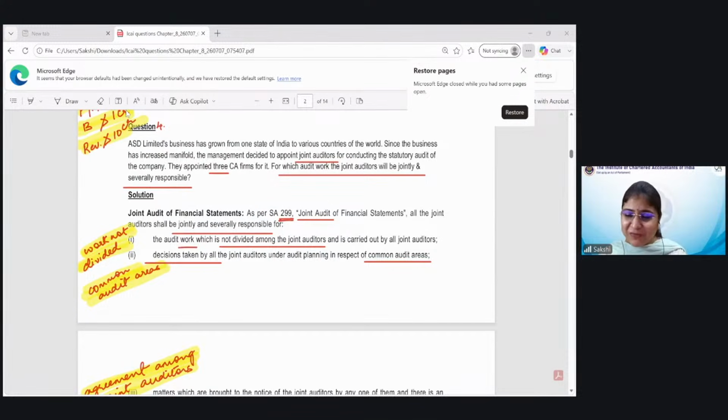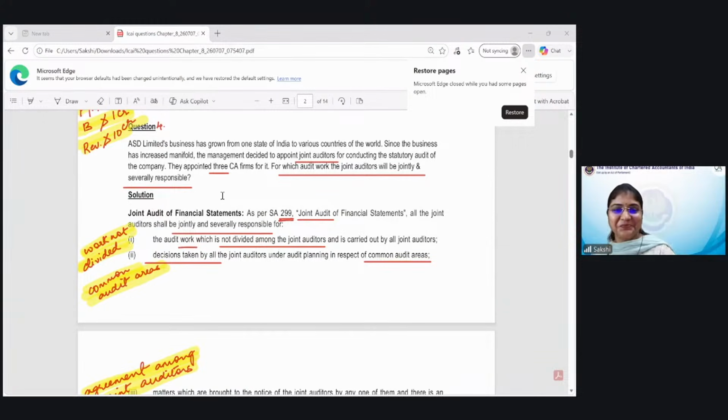Come on, reply to me in the chat box. 299. Two firms jointly auditing a firm. 99 is joint. Will you remember this technique of remembering? Yes?